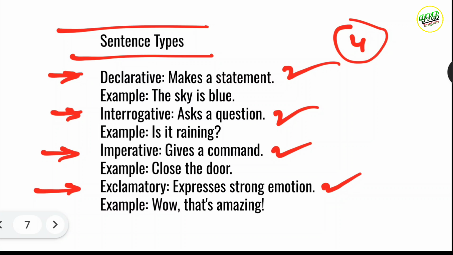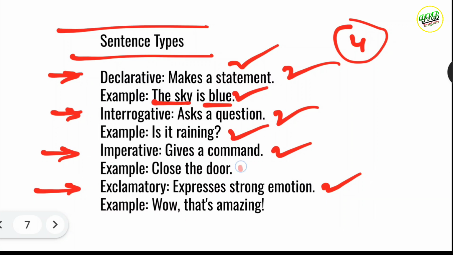Okay, so let's see examples. The sky is blue. The sky is blue is a statement, a universal truth. Okay, a universal truth is a normal statement sentence. So this is a declarative sentence here. Next, is it raining? So it's a question format here. Okay, so there is a question, so we can say this is an interrogative sentence.